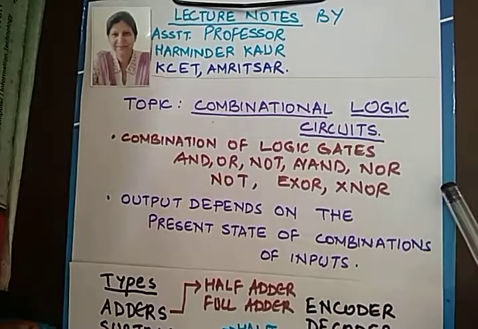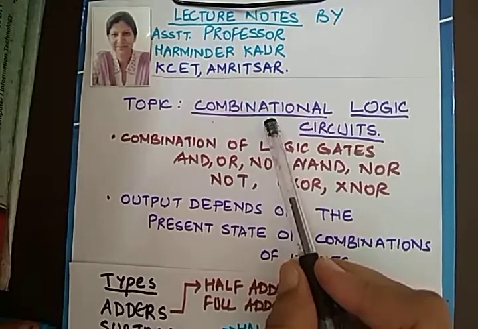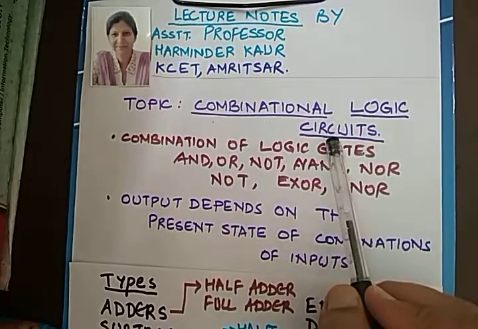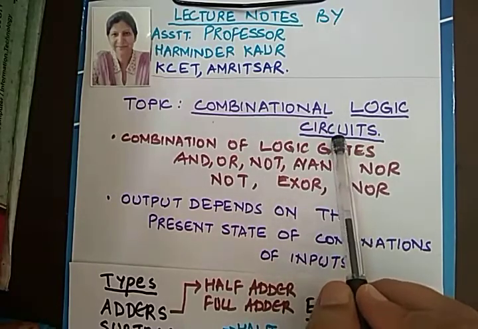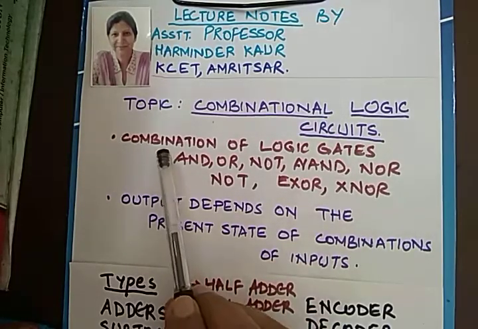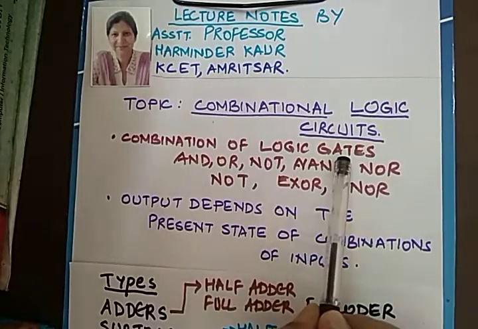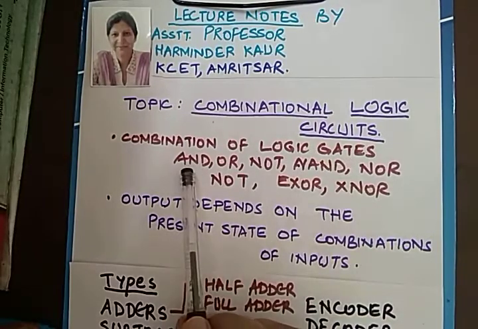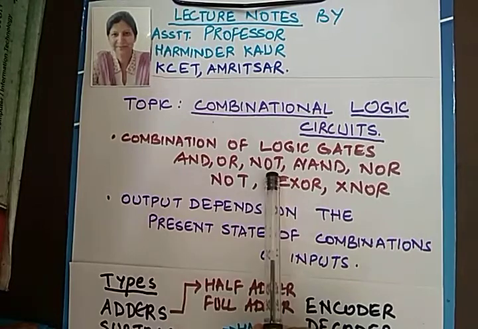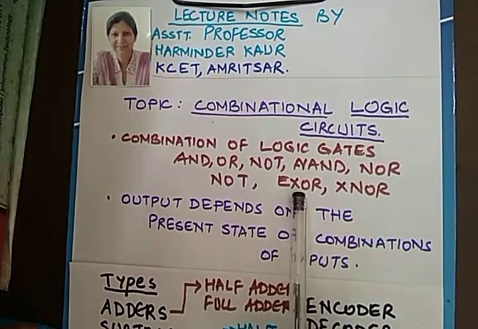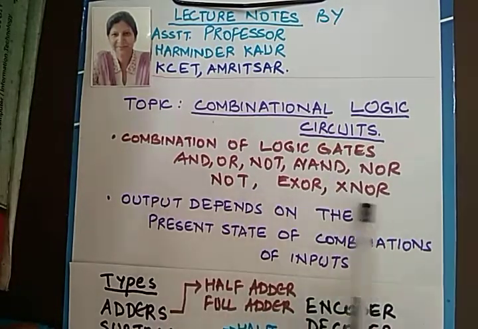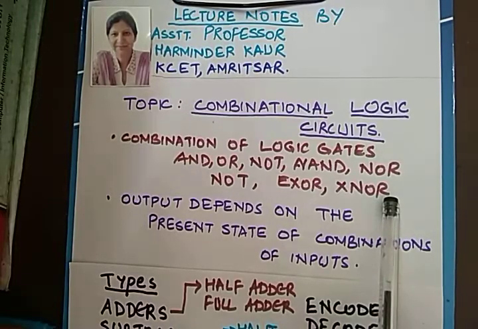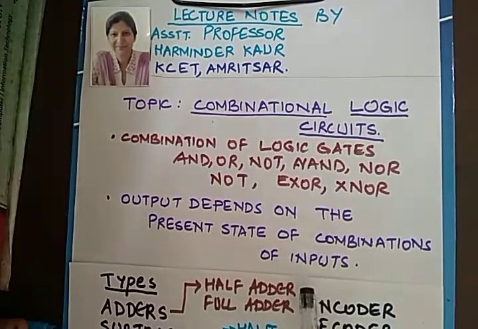Today's topic is combinational logic circuits. The definition of a combinational logic circuit is that it is a combination of logic gates. The gates may be AND, OR, NOT, NAND, NOR, XOR, XNOR. A combination of any of these logic gates will be called a combinational logic circuit.